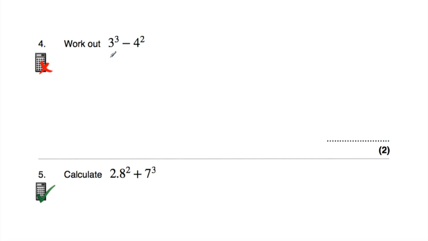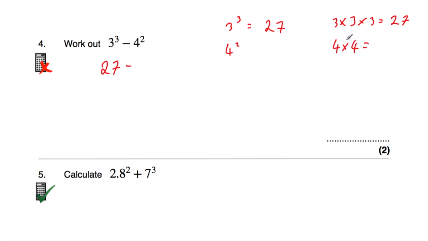Okay, let's have a look at our next question, question number 4. Question number 4 says work out 3 cubed subtract 4 squared. So 3 cubed, we've looked at that in question number 2 already. That's 3 times 3 times 3, which is 27, because 3 times 3 is 9, times 3 is 27. Then we've got subtract 4 squared, which is 4 times 4, and 4 times 4 is 16. So we've got 3 cubed, which is 27, and 4 squared, which is 16. Now we've got to take them away. 27 take away 16 is 11. So the answer is 11, and that's it.